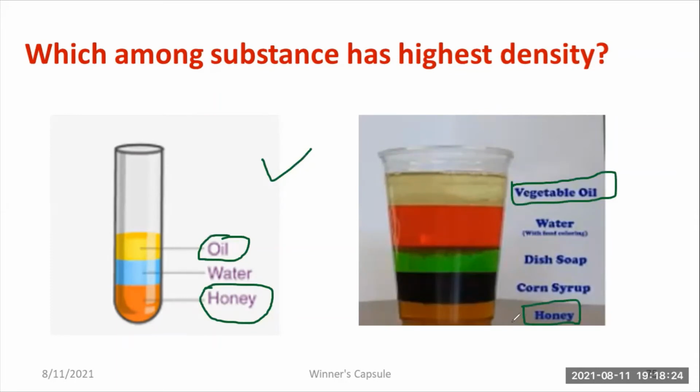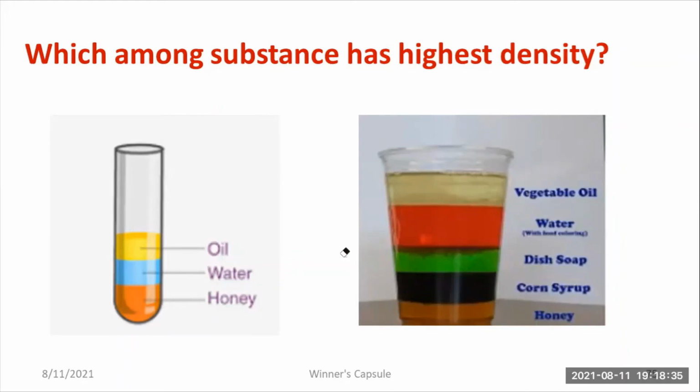Did you understand this? How to make out? It is very simple. Depending on the position, you can identify. So this is the way to check which fluid has higher density and which has the least density. By checking the position, you can identify where it is standing.